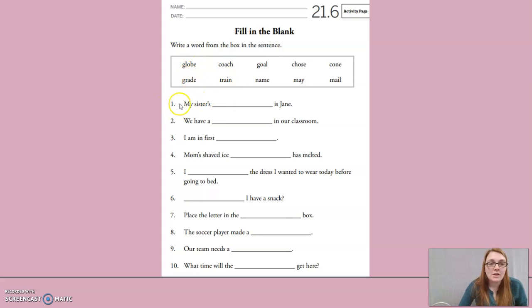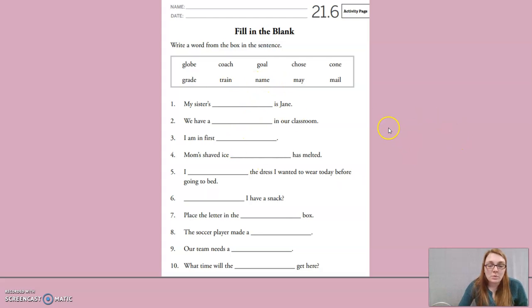Okay? So read the questions for number 1, for example. My sister's blank is Jane. My sister's what? Looking at this. Oh, name is what would fit there. So you would write name on the line. And then go ahead and cross it off so that you know you already used it.